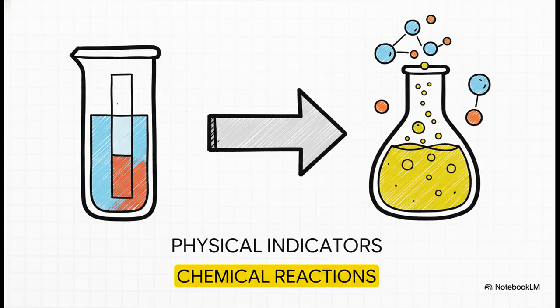Now, you might remember from your earlier classes that acids change the color of indicators. For example, blue litmus turns red. But that's just a simple test. What we want to understand today is, what do acids do chemically? How do they actually react?